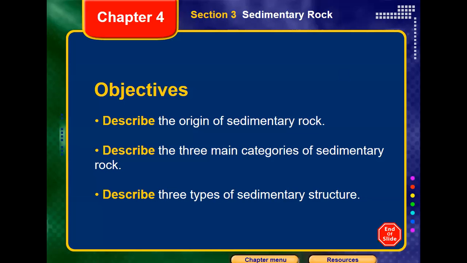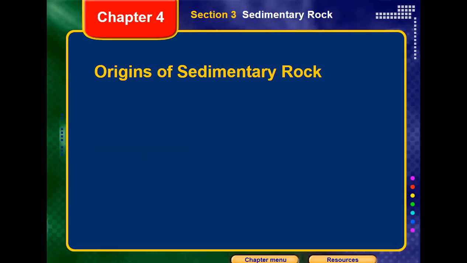By the end of this lesson, we should be able to describe the origin of sedimentary rock, describe the three main categories of sedimentary rock, and finally describe the three types of sedimentary structure. So let's start here. Once we ask what is the origin of a sedimentary rock, we can recall from the first section in that chapter that sedimentary rocks are rocks formed from other types of rocks. Sedimentary rock is formed from metamorphic or igneous rock once they are exposed to a group of processes: weathering, erosion, deposition, pressure, sedimentation, and so on.